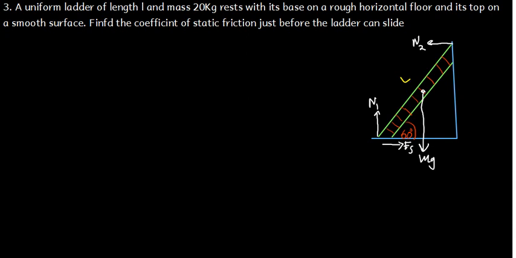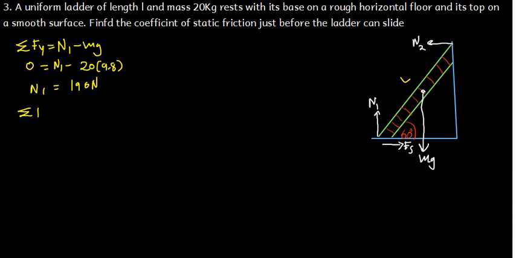Now let's look at the net forces acting in the y direction. Net forces in the y, we have got N1 going up, and then mg is going to be negative going down. Net force is supposed to be equal to 0, that will be N1 minus mg. The mass is 20, g is 9.8. So N1 is going to give us 196 newtons.